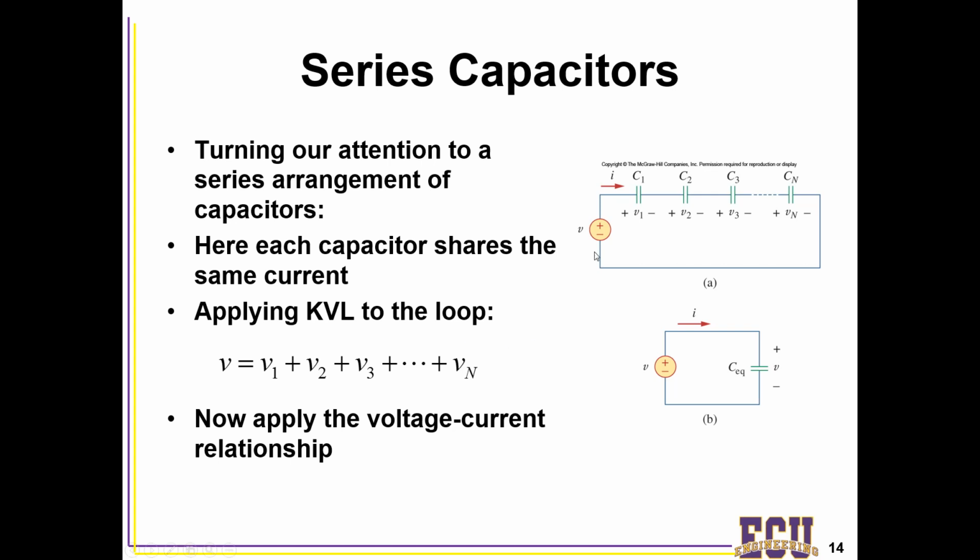Well, here, now let's say we have this voltage source and we've got the same current flowing through because now all of these elements are lined up in series. Let's see what we could do to add up all the capacitors in series. Well, if we apply Kirchhoff's Voltage Law, we know that the voltage of this source is going to equal the voltage dropped across all of those capacitors.